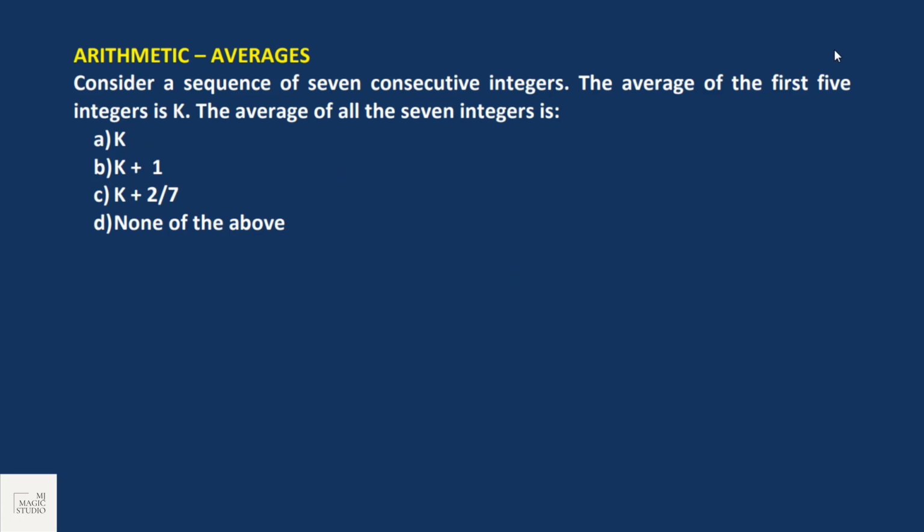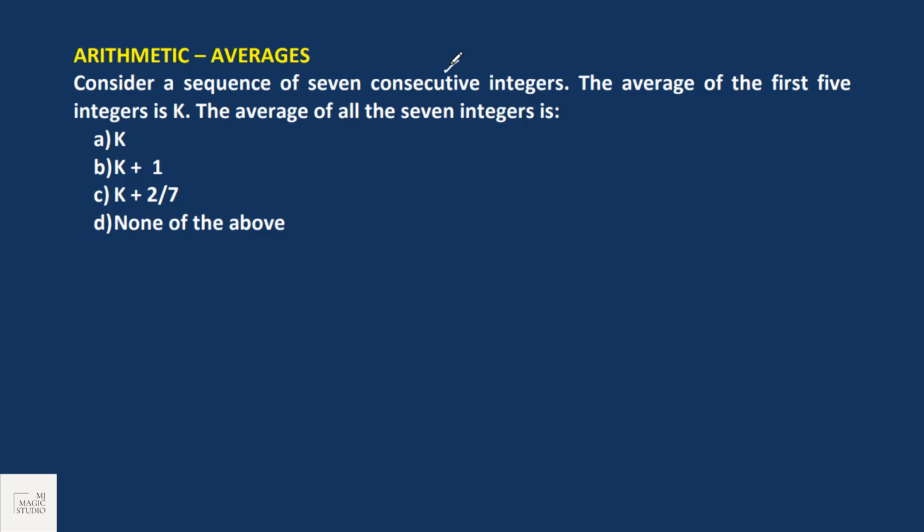Okay, next one on your screen from arithmetic, classical take from averages. It should not take more than a minute. Give it a try. Consider a sequence of 7 consecutive integers. The average of the first 5 integers is k. Then what is the average of all the 7 integers?